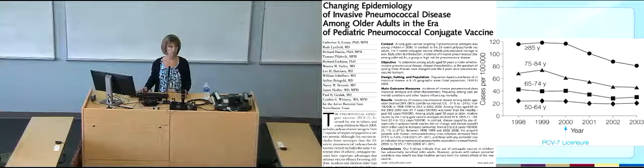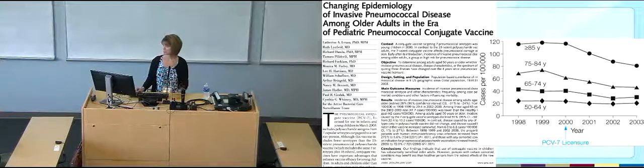So that was licensed in 2000. It was recommended for all infants, so infants 2, 4, and 6 months, and then another dose at 12 to 15 months. It was incredibly effective at preventing invasive pneumococcal disease. So rates among that age group for which that vaccine was recommended, rates among young children dropped dramatically, as expected. But what was not really expected was this fairly dramatic drop in adults as well. So the vaccine was licensed in 2000, and immediately you see this drop in 85-year-olds, 85 and older. These other drops, although they don't look quite as dramatic, were also significant.